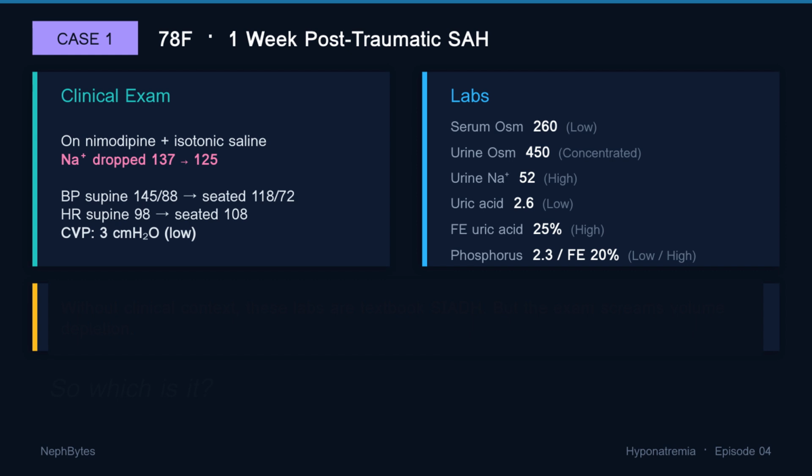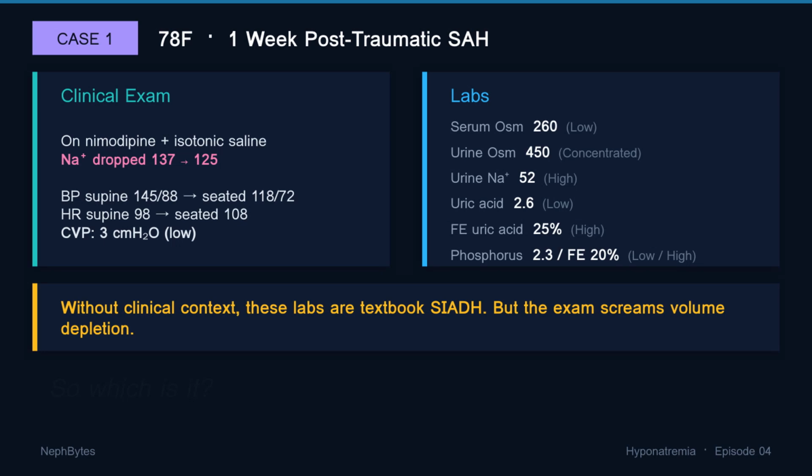Now pause here. Look at those labs without the clinical context. Low serum osmolality, concentrated urine, urine sodium 52. That is a textbook SIADH pattern. If someone handed you that lab result without telling you about the postural hypotension, the low CVP, the tachycardia, you would call it SIADH and reach for fluid restriction. But the clinical exam is screaming volume depletion. So which is it?